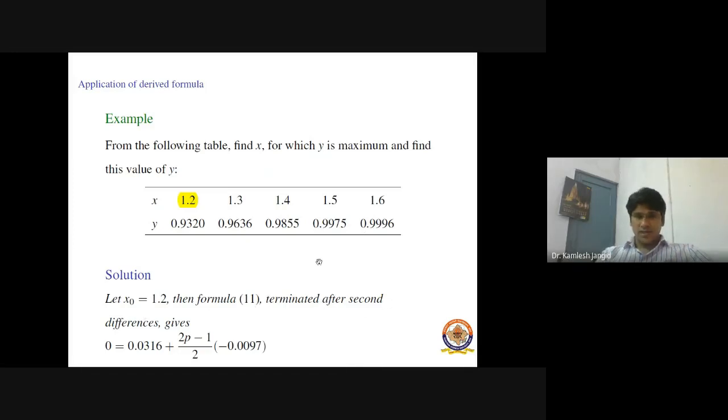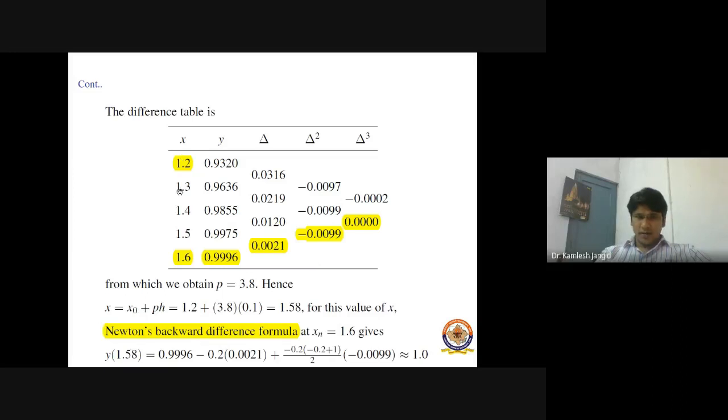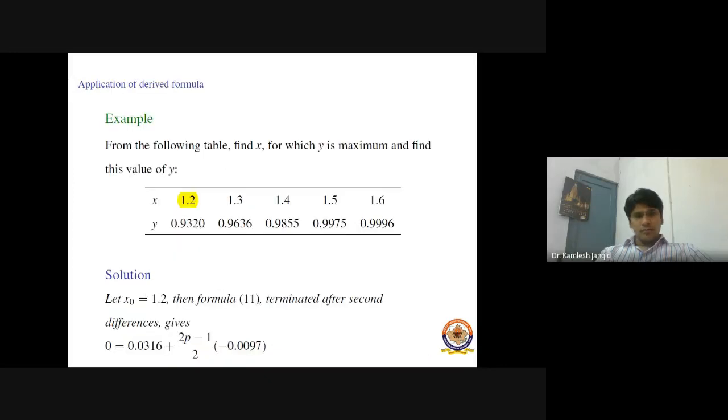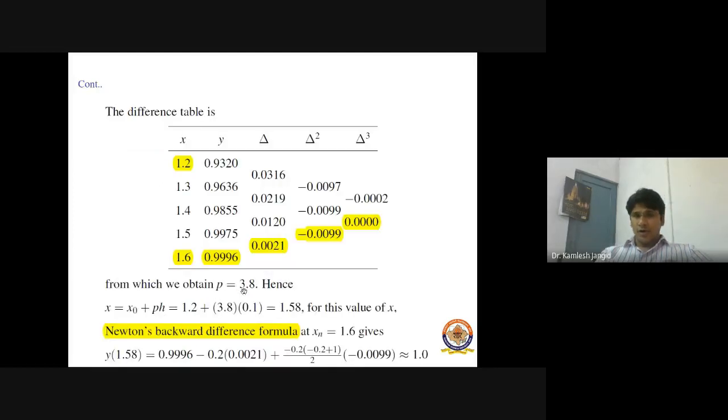Because if we see the difference table here, these are the values of x, these are the values of y, and these are the forward differences: first forward difference, second forward difference, and third forward difference. Right? So if we substitute the values in the given formula 11, then we get 0 equals this expression, because dy upon dp equals 0. Now if we simplify this equation, we find p equals 2.8.